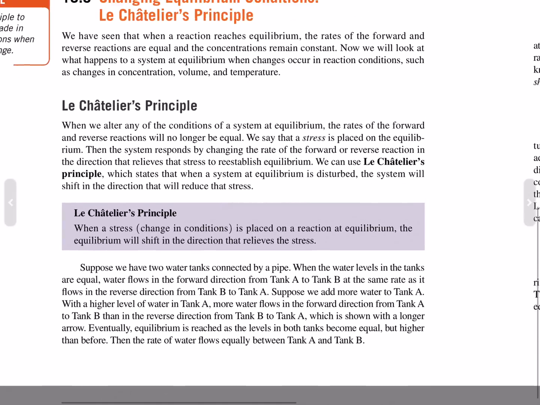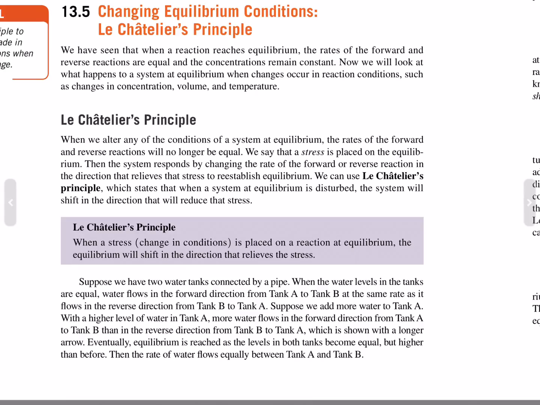Suppose that we have two water tanks connected by a pipe. When the water levels in the tanks are equal, water flows in the forward direction from tank A to tank B at the same rate as it flows in the reverse direction from tank B to tank A.